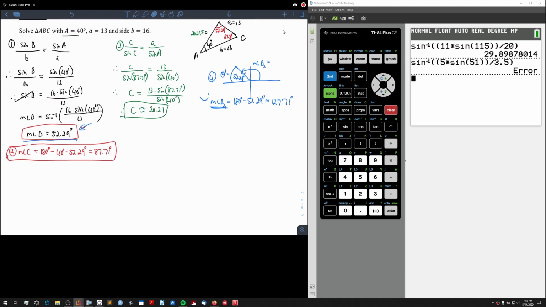So what is the measure of angle A plus the measure of angle B2? In my case, this would be 40 degrees plus 127.71 degrees. And what you see is that this is less than 180 degrees. So there's still room for me to make another angle, to make a triangle.